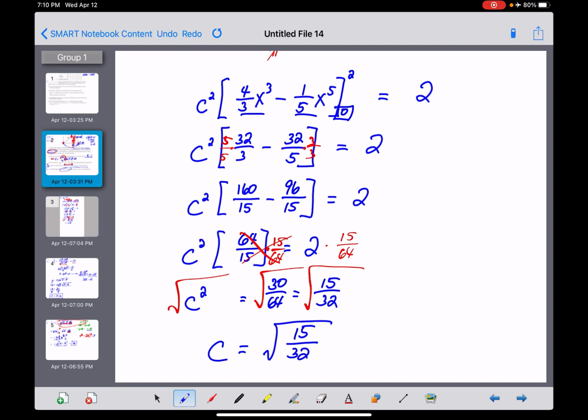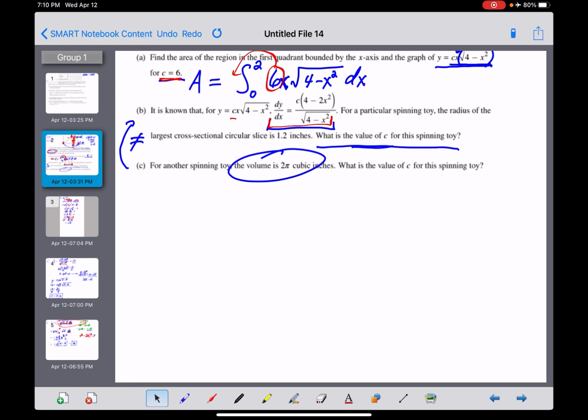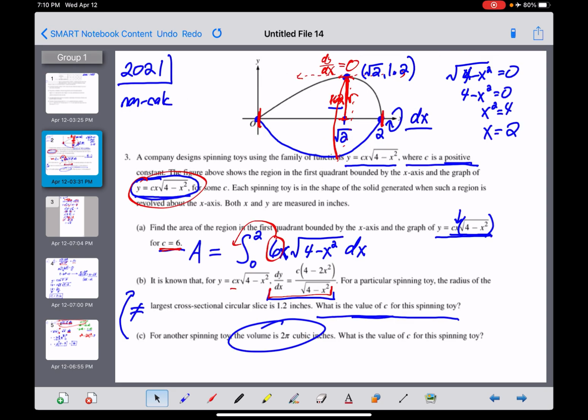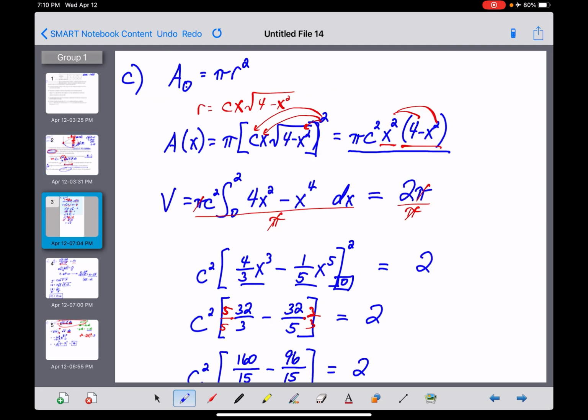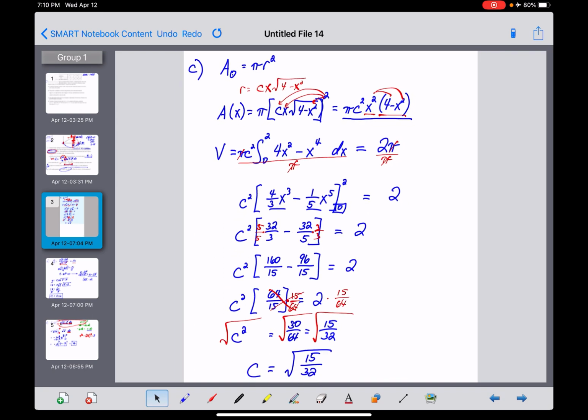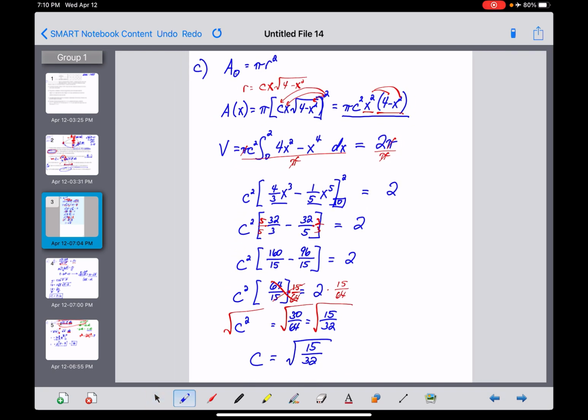Now again, there would be a plus or minus right there, but they told us in the original problem here, guys, that c had to be a positive constant, so no chance that this ends up being negative. So guys, when I did this problem the first time, I thought, oh, that was ugly, that can't be the right answer. No, that's the right answer, guys. C is equal to the square root of 15 over 32.